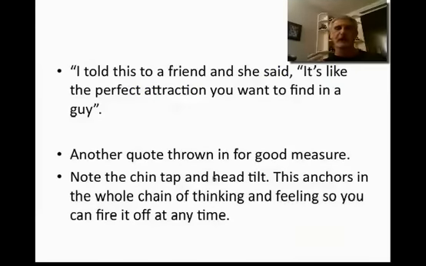Now, I told this to a friend, and she said, it's like the perfect attraction you want to find in a guy. That's a little last bit of languaging you can include. You can say, you know, I said this to a friend, and she said, it's like the perfect attraction you want to find in a guy. That's another little quote thrown in for good measure.